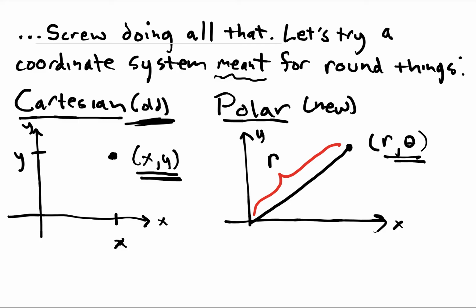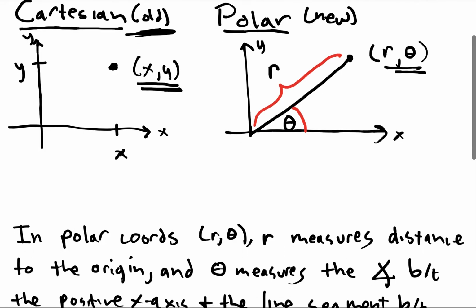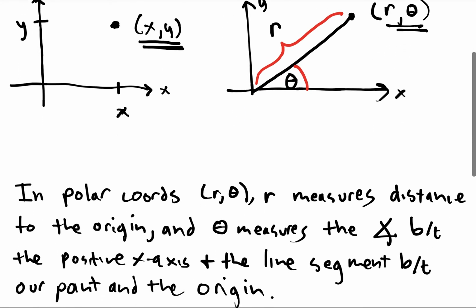Now where theta comes in, you see this angle that happens between the positive x-axis and my segment. Well, that angle is going to be my theta. So in short, in your polar coordinates, whenever I give you r, theta as an ordered pair, we're no longer talking about how far on the x-axis or y-axis we are. We've got a distance to the origin, and we've got an angle between the positive x-axis and the segment that contains the origin and our point.